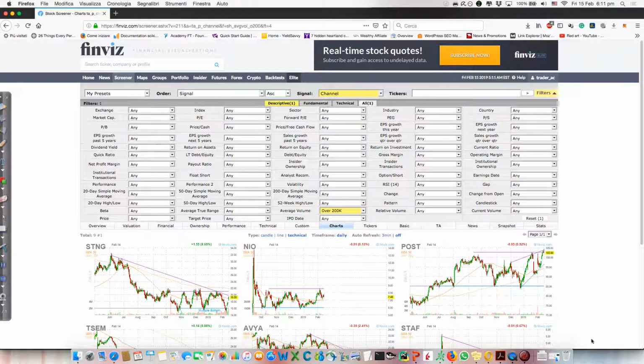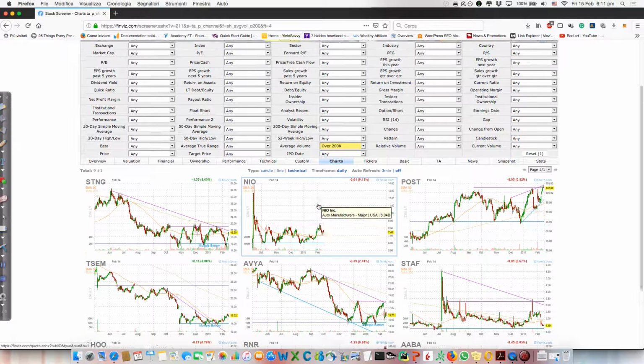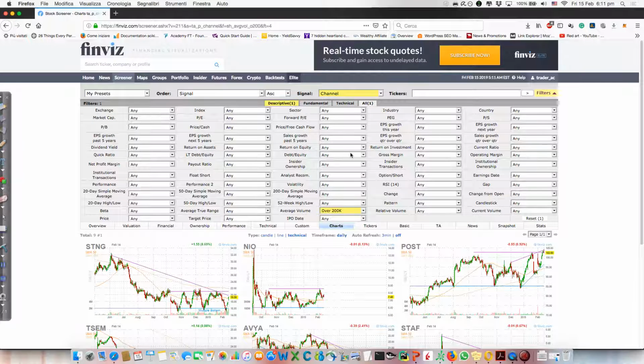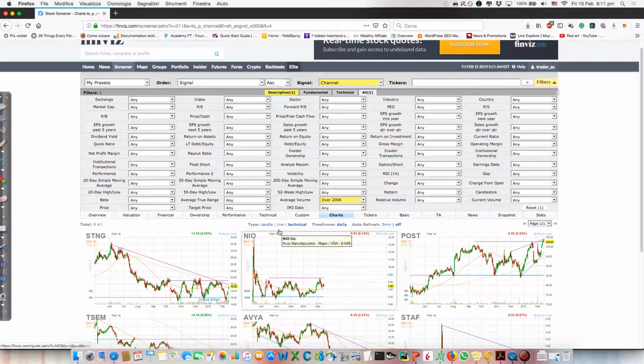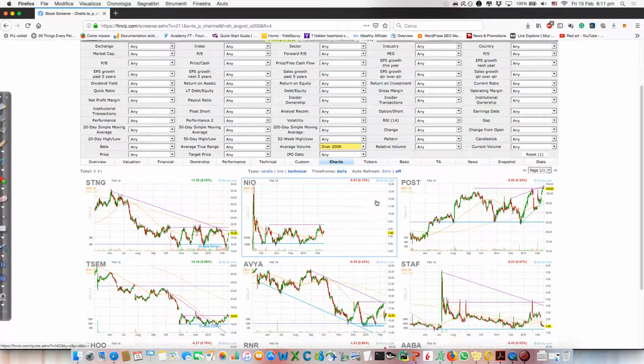Okay, so you have seen now with Finviz how we can identify these setups. What I suggest you is to save here your condition. If you create a free account with Finviz, you can save your screener, and then every day you can just quickly go through the charts and then see if there is any pattern that you like.